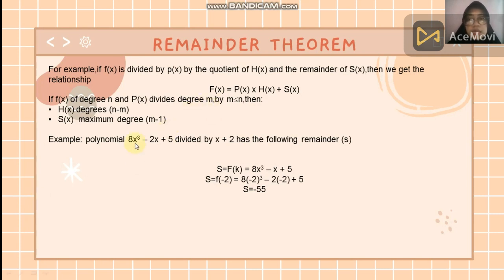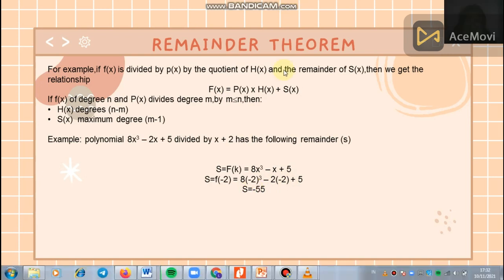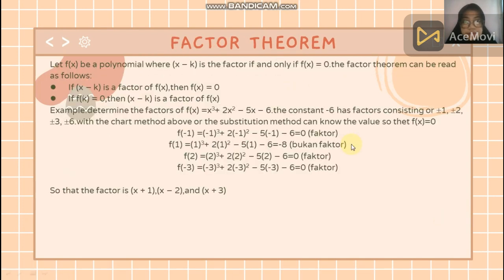Example: the polynomial f(x) equals x to the power 3 minus 2x plus 5, divided by x plus 2, has the following remainder. s equals f(-2) equals (-2) to the power 3 minus 2 times (-2) to the power 2 plus 5, which equals minus 5.